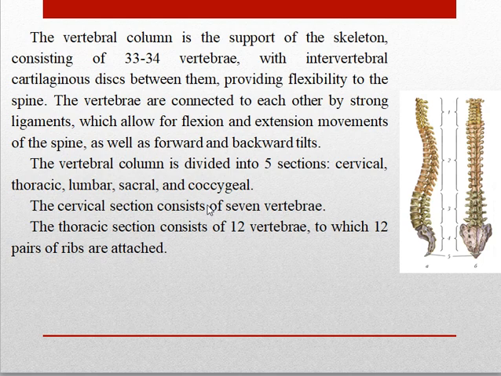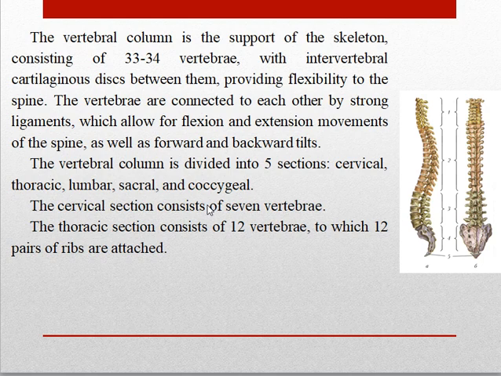The vertebral column is the support of the skeleton, consisting of 34 vertebrae with intervertebral cartilaginous discs between them, providing flexibility to the spine. The vertebrae are connected to each other by strong ligaments, which allow for flexion and extension movements of the spine, as well as forward and backward tilts.